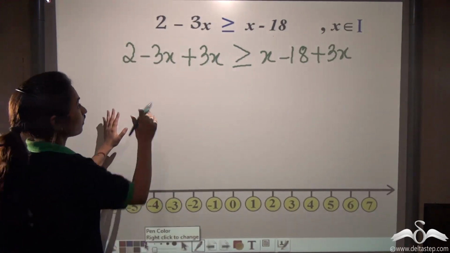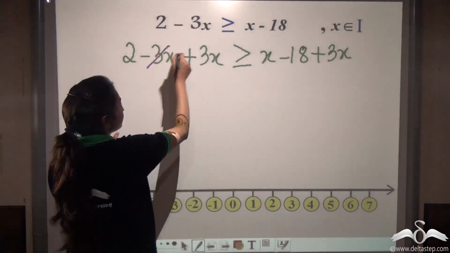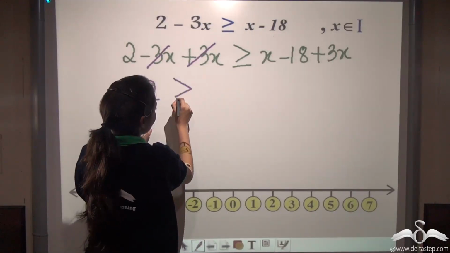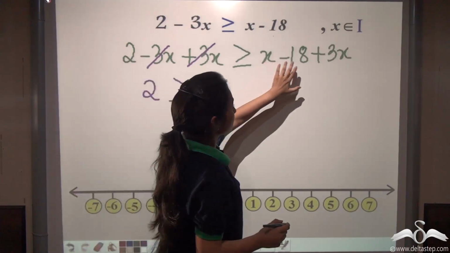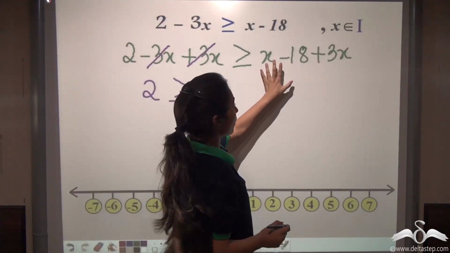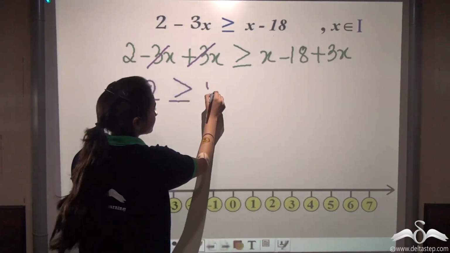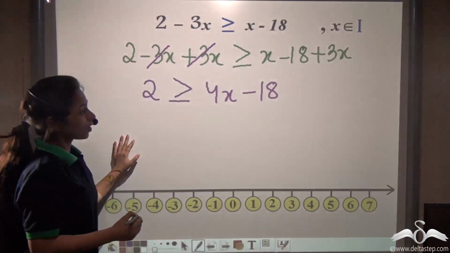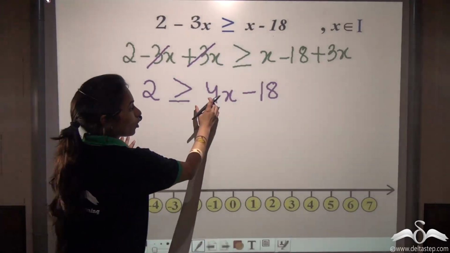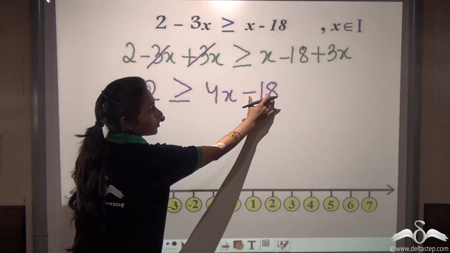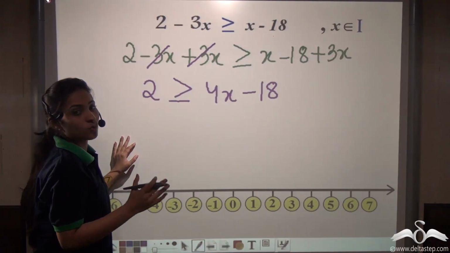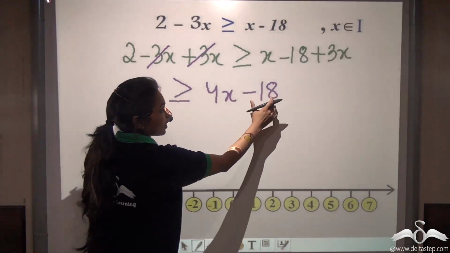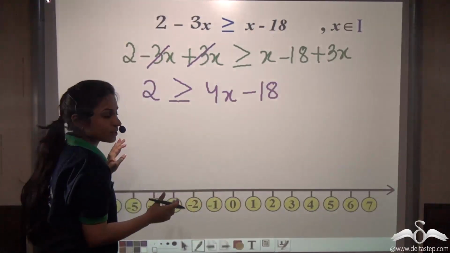What do you get? Minus 3x plus 3x gets cancelled. You get 2 over here. So 2 shall be greater than or equal to x minus 18 plus 3x. So x plus 3x gives you 4x minus 18. Now what do you need to do? You have to solve for x. So we have to remove this minus 18 from here. So what will we do? We'll add 18 on both sides. With the help of that, we can remove minus 18 from this side.